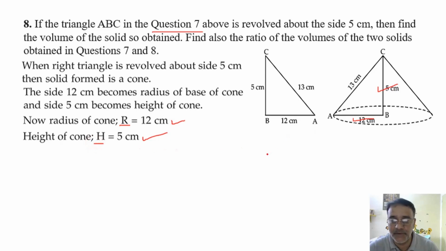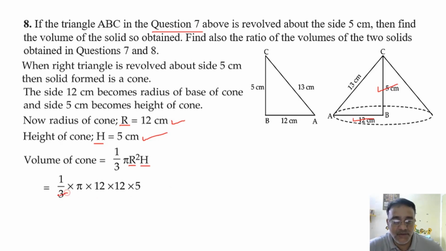So what is the volume here? 1 upon 3 pi r square h. Now we'll substitute the value of r and h here, and we'll write in terms of pi only. So here also 12 is cancelled with 3. So we are getting 4. So 4 into 5 into 12. 4 into 5 is 20. 20 into 12 is 240. So we are getting 240 pi centimeter cube.